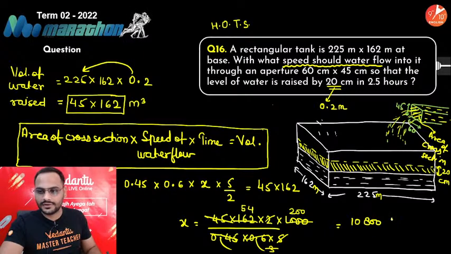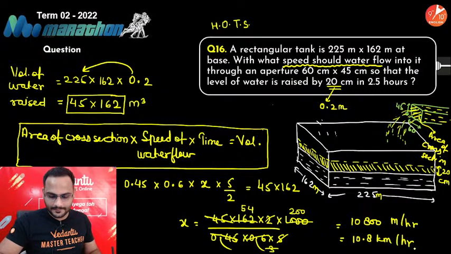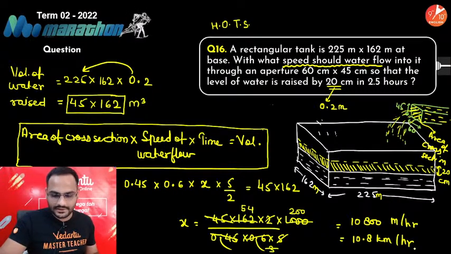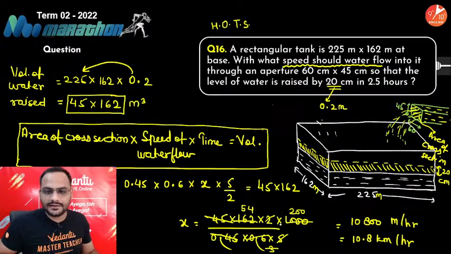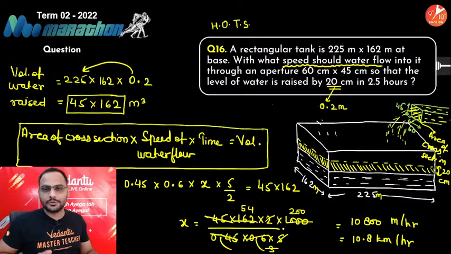10800. This is meter per hour we are getting, divided by 1000, so 10.8 kilometer per hour. समझे? Are you getting it? What was the mistake? Nothing else. 54 into 2 करना है ना. I did divide by 2. 54 by 2 27 लिख रहा हूँ कब से. 54 into 2 करना है ना. Everything was correct at the last step. Getting it?